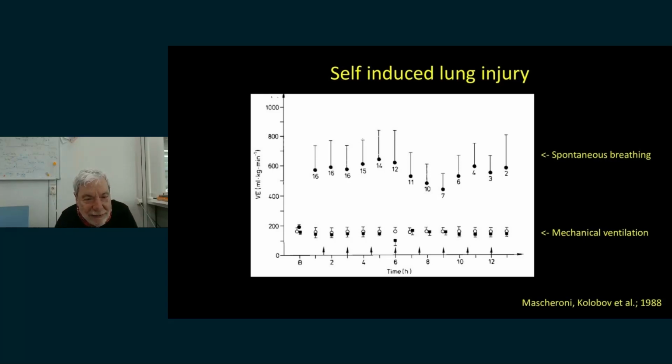But spontaneous breathing may be deleterious, because it depends on how much energy you put in the motor. I don't care if the energy comes from the ventilator or from the muscles. The effects are increased stress and strain. Let's see.